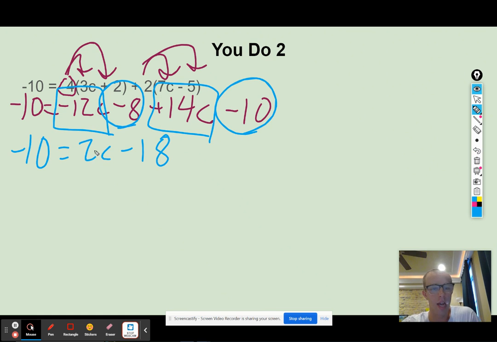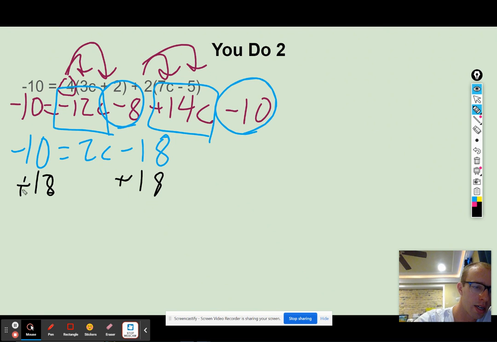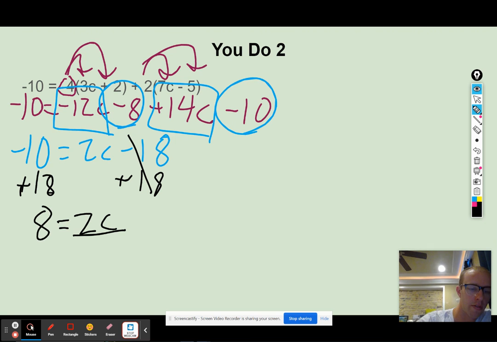All right. Now we have a two-step equation. Negative 10 equals 2c minus 18. We did it. We're somewhere we're comfortable, and let's finish by solving a two-step equation. I add 18 to both sides to get rid of this minus 18. These cancel. On this side, I'm left with 2c is equal to negative 10 plus 18 is 8. Divide each side by 2. These cancel. C is equal to 8 divided by 2, which is 4.